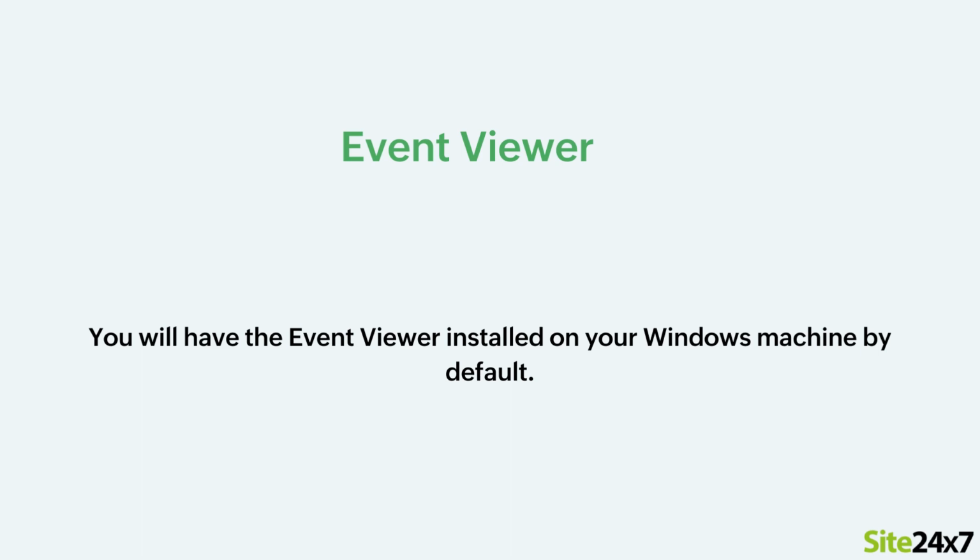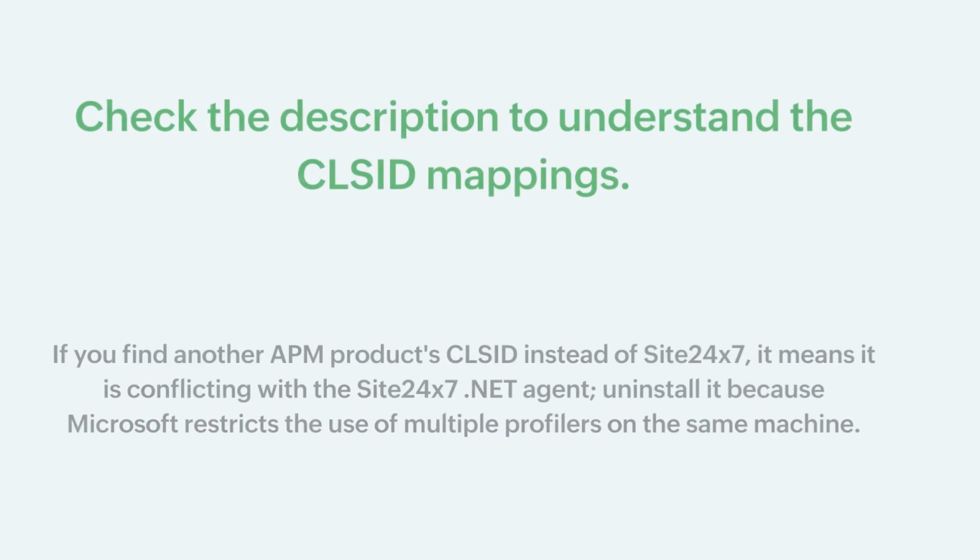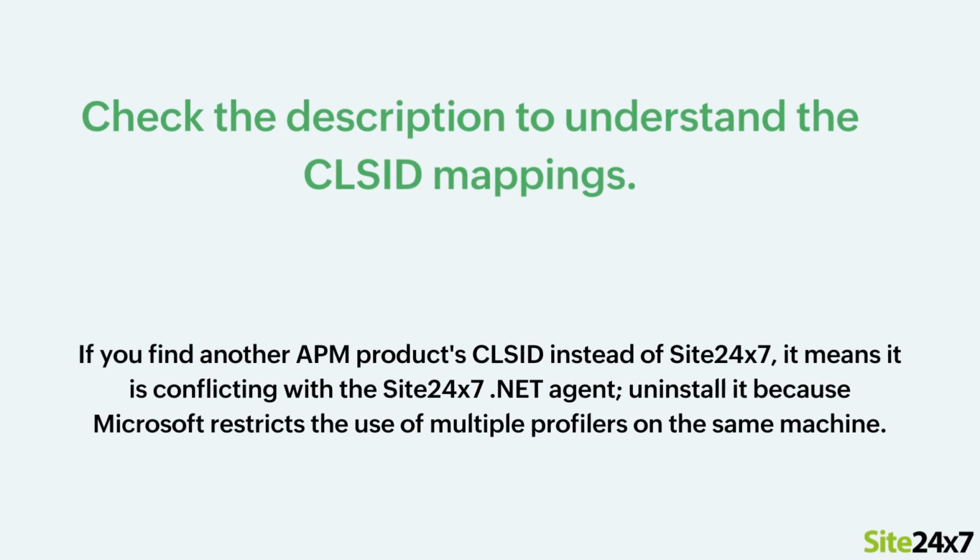You will have the Event Viewer installed on your Windows machine by default. Open the Event Viewer and navigate to Windows Logs, Application. Click on the event with the source .NET Runtime to check the profiler CLSID. The Site24x7 profiler CLSID should be mentioned. Check the description to understand the CLSID mappings for the respective products.